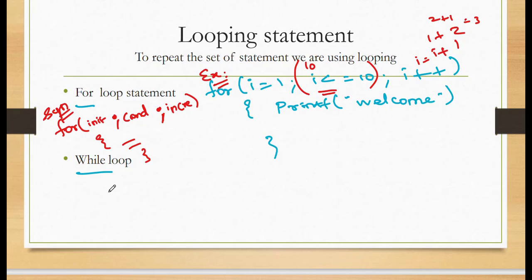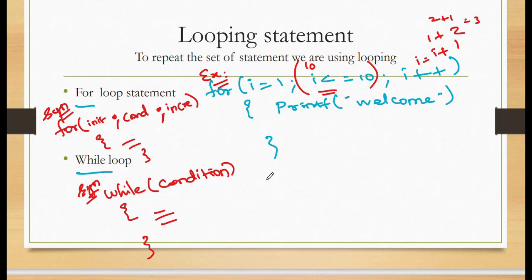In the same way, the while loop. The syntax of the while loop is while, condition, some set of statements inside the braces. For example, the same thing I can write using a while statement. The same printf welcome can be given in a while statement. Not only for printing welcome, if I want to print the 10 natural numbers, I can use I equal to 1, while I is less than or equal to 10.